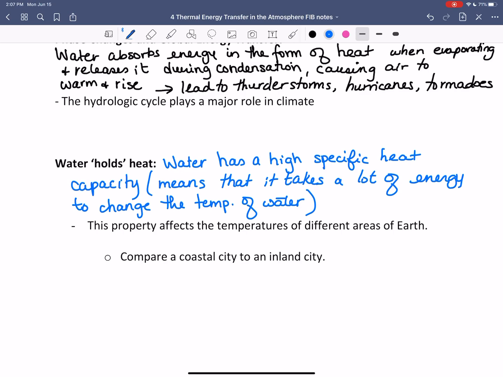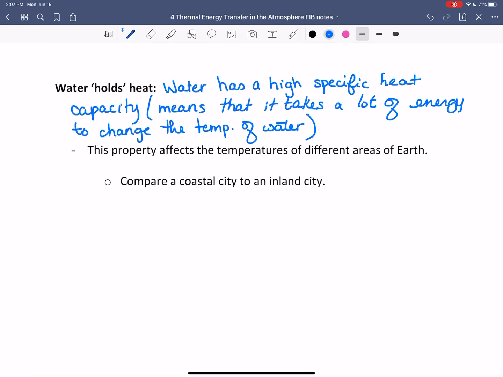So this property then affects the temperature of different areas on the earth. So for example, compare a coastal city to an inland city. A coastal city, the weather is quite more mitigated than it is in inland cities. So you have more temperate conditions, whereas in inland you have more extreme conditions, more temperature fluctuations.